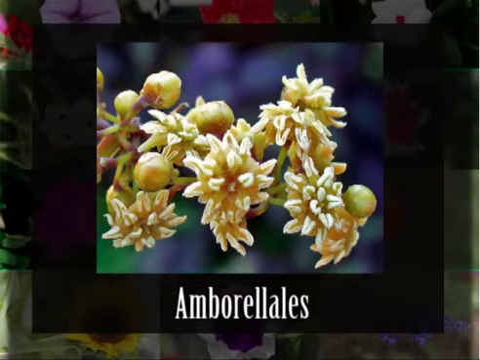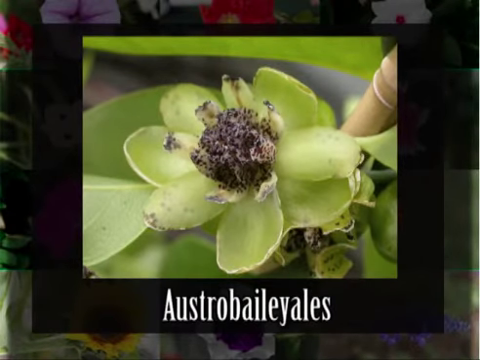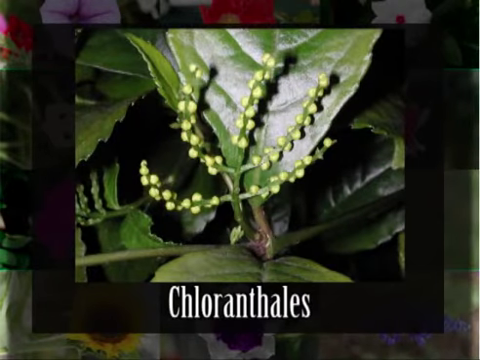We will be here just listing only the names of orders and then some significant families within those orders. The first order that has been recognized in a sequential manner in the APG-III classification is Amborales. It is represented by just one family, that is Amborellaceae. The second one is Nymphaeales. We have in this Nymphaeales a common example of Nymphaeaceae, that is the lilies. Then the third one is Austrobaileyales. The fourth one is Chloranthales.